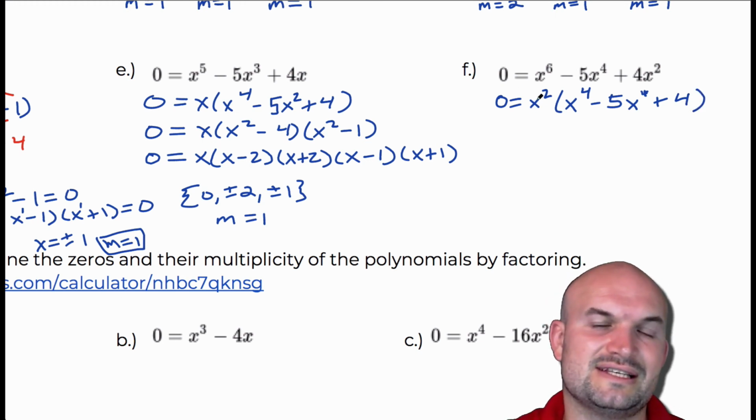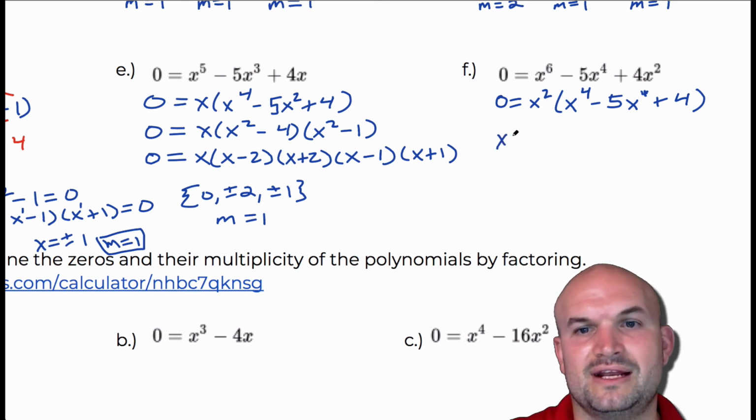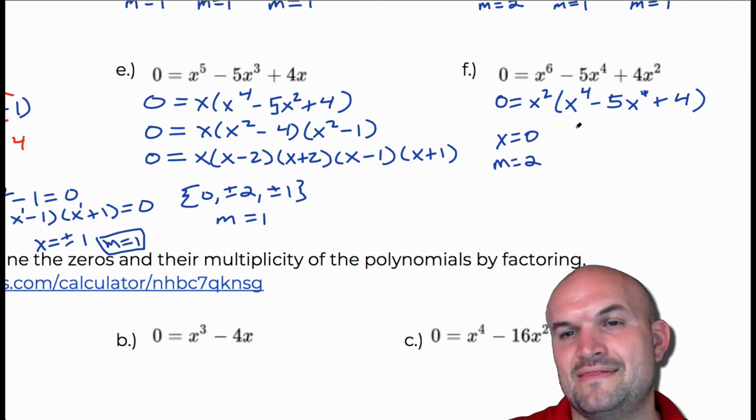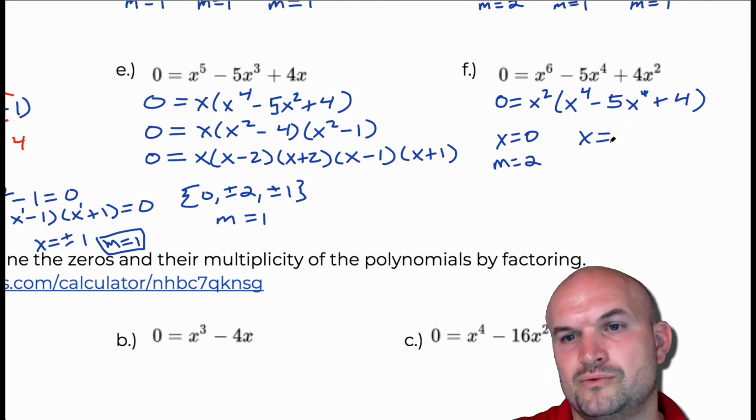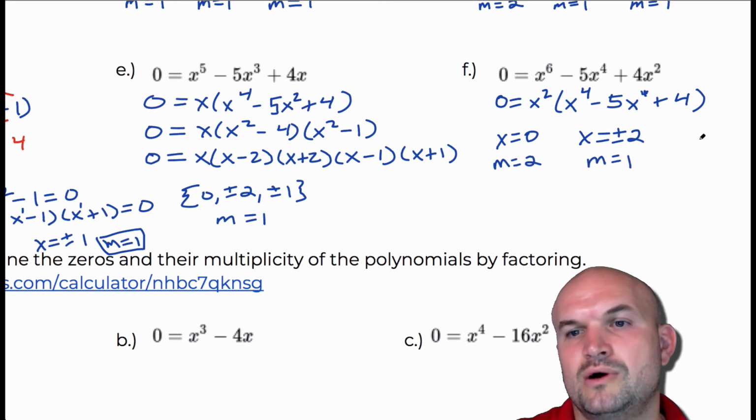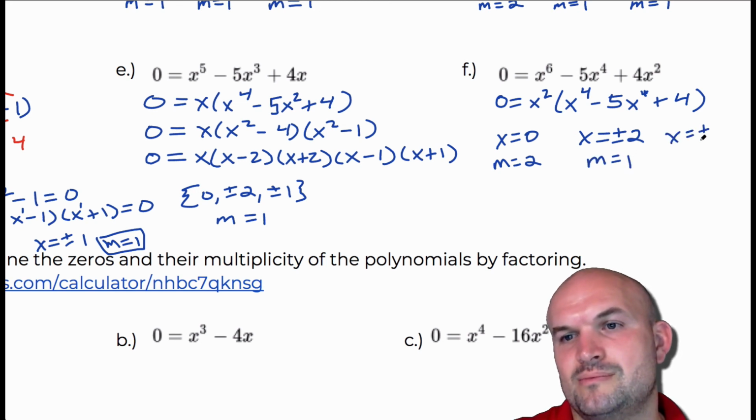Now, the only difference is that now the x is raised to a power of 2. So when I write x is equal to 0, I can say that the multiplicity is 2. And then this is still going to be the same thing, so I'm not going to do the work again. x equals plus or minus 2 with the multiplicity equal to 1, and x equals plus or minus 1 with the multiplicity equal to 1.